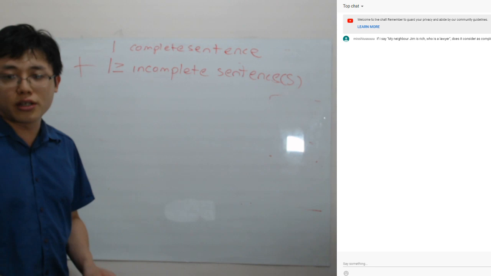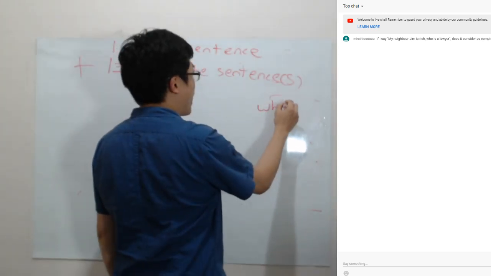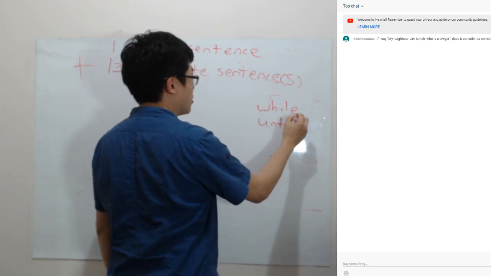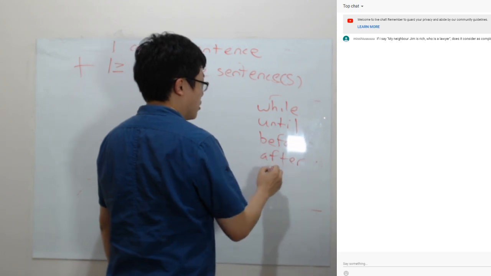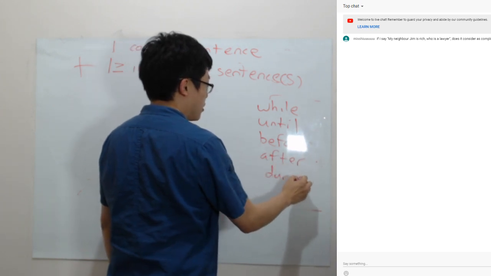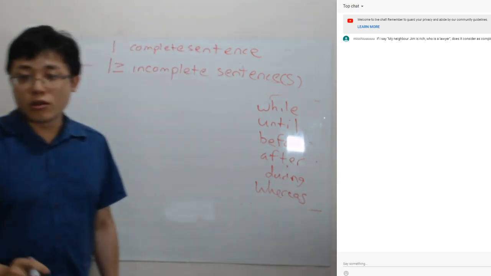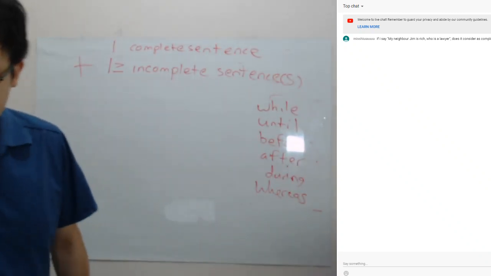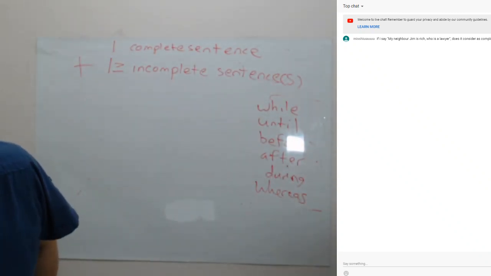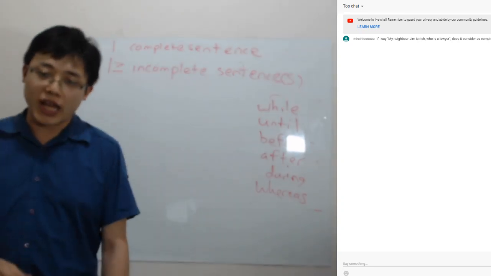Subordinate clauses. So I'll give you some words that are subordinate clauses. Things like while, until, before, after, during, whereas. Okay? These are all called subordinate clauses. So there are many others. I didn't write them all down because there's just too many. But these are subordinate clauses. Whenever you use them, the sentence will become complex. So I'll give you an example.